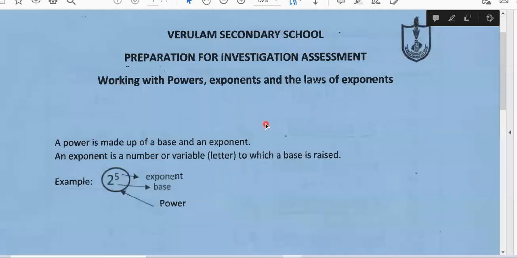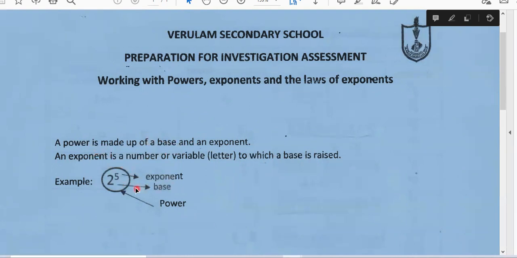So this lesson will be focusing on working with powers, exponents, and also the laws of exponents all combined. So if we're looking at the power, we're saying it is made up of a base and also it is made up of an exponent. So the two combined will make up your power. An exponent we're saying is a number or a variable to which the base is raised.